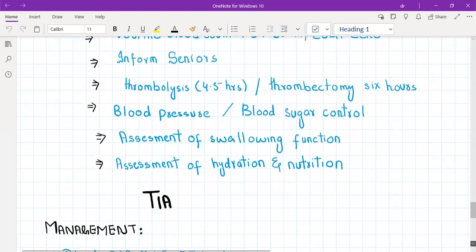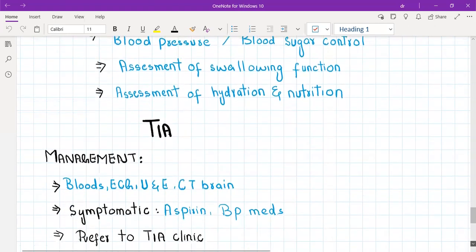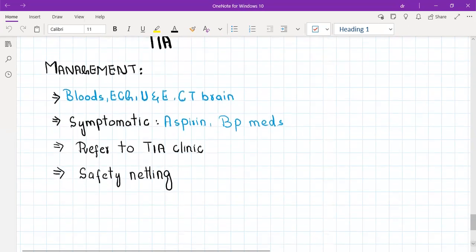Okay. TIA is a transient interruption of blood supply. So you will request all the blood tests like the routine blood test, the ECG, urea and electrolytes, and CT scan of the brain, and also Doppler ultrasound of the carotid artery. Okay. You will start the patient on aspirin and blood pressure medication. You refer the patient to the TIA clinic, and you will also safety net this patient about another episode of TIA.